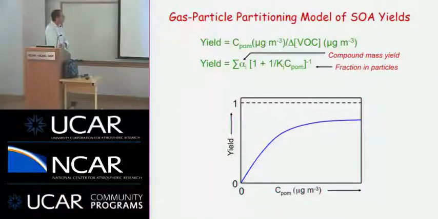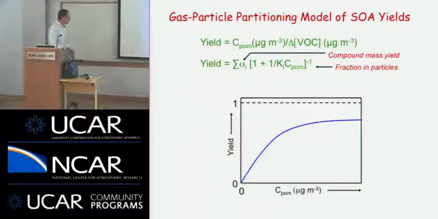And one can think of this yield as being affected by two contributions. One is that as a reaction proceeds, a series of products are formed, and those products are all formed with a certain mass yield. And then there's the second term here, which is the fraction in particles, which determines how much of the compound will partition into the particulate phase. So both the gas phase yield of the compound as well as its volatility, which affects its partitioning, are important in determining the overall yield.